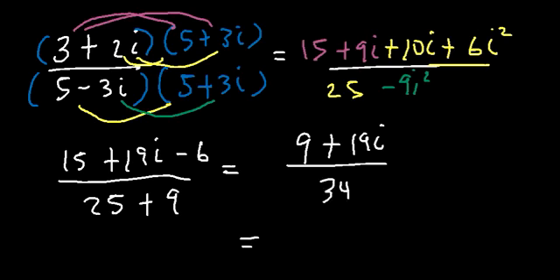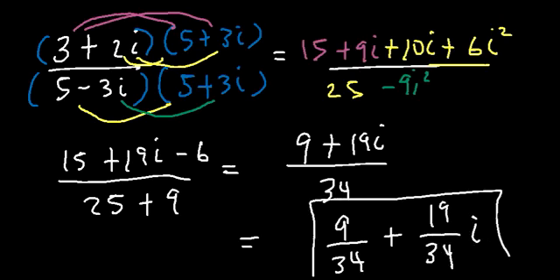So to put it in a plus bi form, we could separate it into 2 fractions. So a is the same as 9 over 34, and bi is 19 over 34 i. So now it's in a plus bi form.